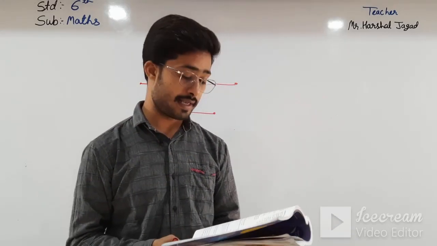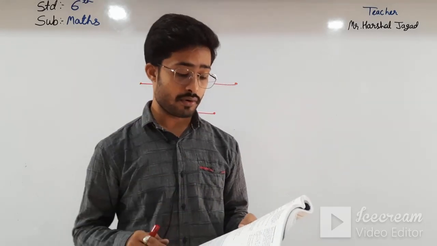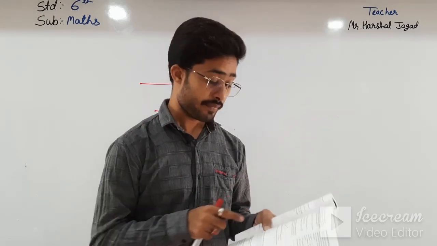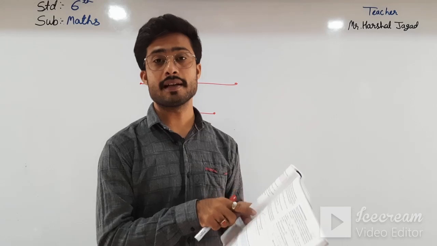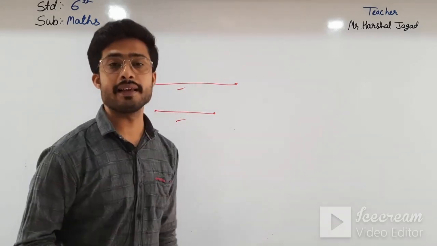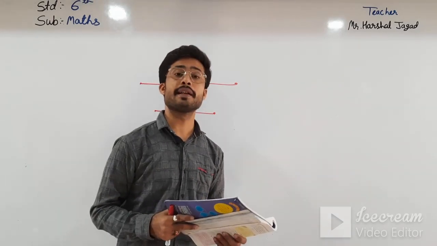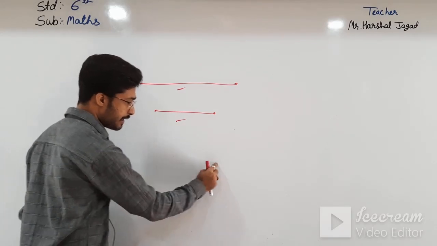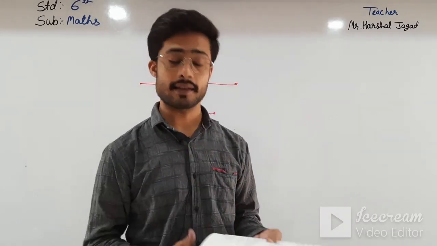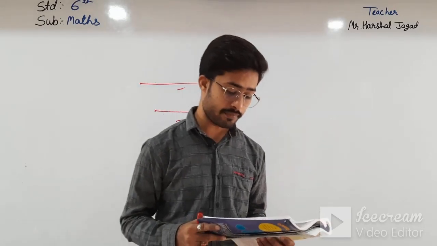Here in exercise 11b, what you have to do, see in question number 1, is draw the line segments of the following measures. For that you need a scale. Here it is written 5.3 centimeter, so you have to draw a line in your book up to 5.3 centimeter. Okay, students. And 10.3, then you have to measure 10.3 centimeter and draw a line, which you have also seen in previous classes. And observe and state which line segment in each pair is longer.